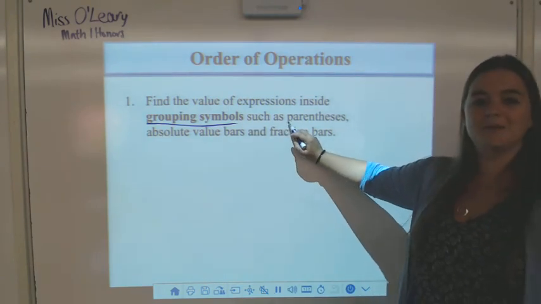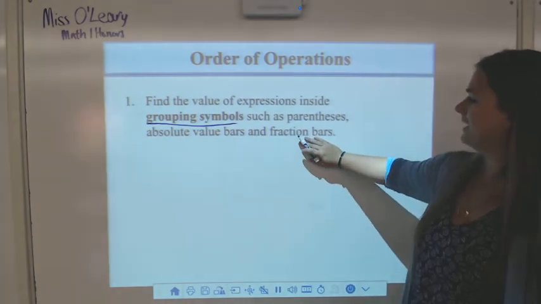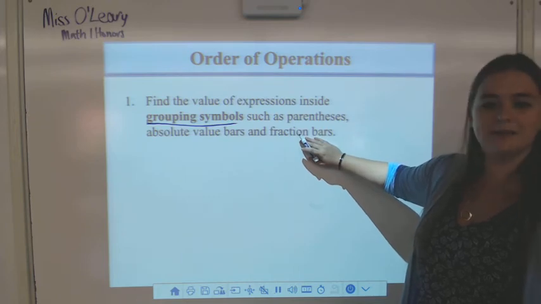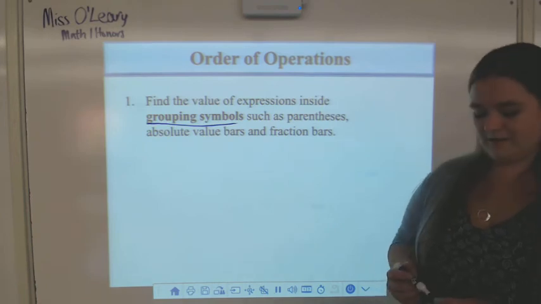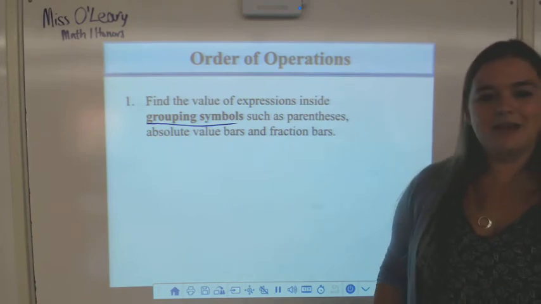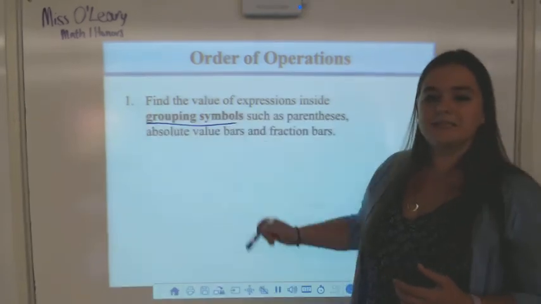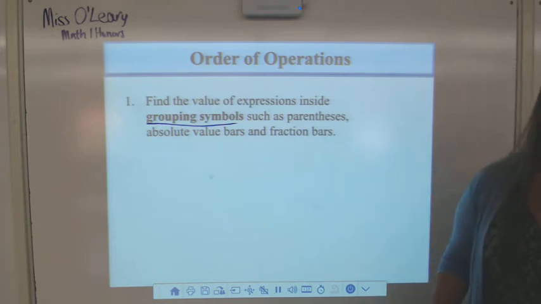Oftentimes, that means we're dealing with parentheses, but it also means that we're talking about absolute value bars. If I'm thinking about a fraction, that vinculum, the line between the numerator and denominator, separates two different groups. I could also have braces, which look like wiggly parentheses. I could have brackets, which look like square-ish parentheses. I always want to deal with my grouping symbols first, which are not always parentheses.